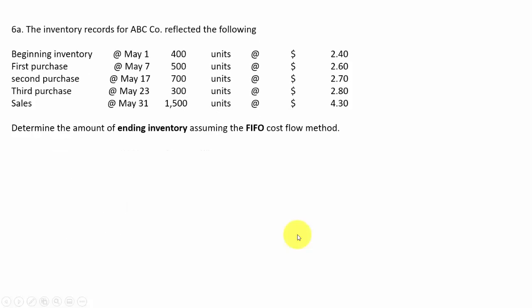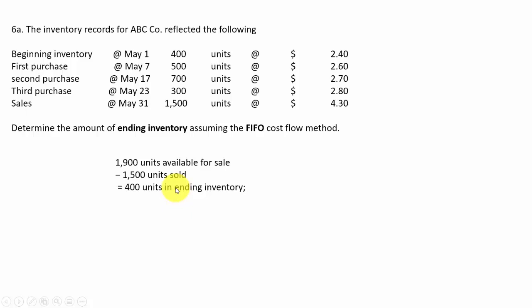Next question. They want to know the ending inventory assuming FIFO. Okay, so let's go through there. We have 1,900 units available. That's how many units we've got: 400, 500, 900, 900, and 700 plus 300. That's a total of 1,900 units available for sale. And if we sell 1,500 units of these, then we've got 400 units left. That's what the ending inventory is.